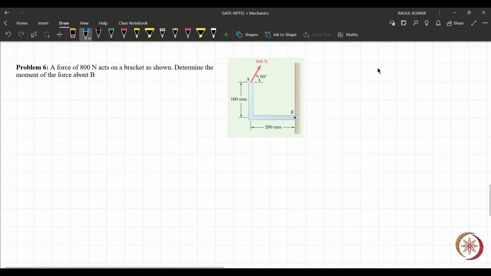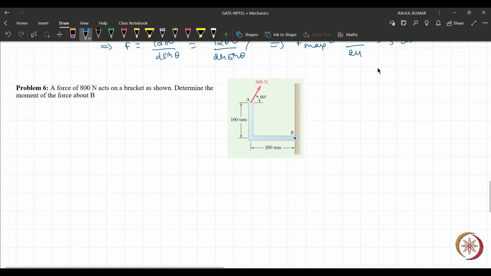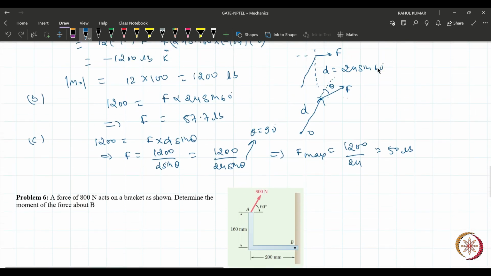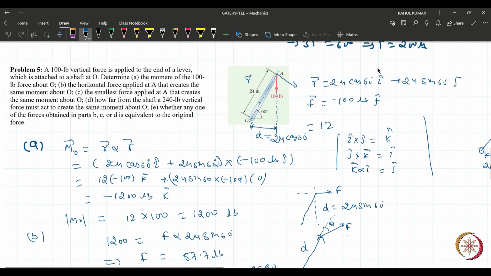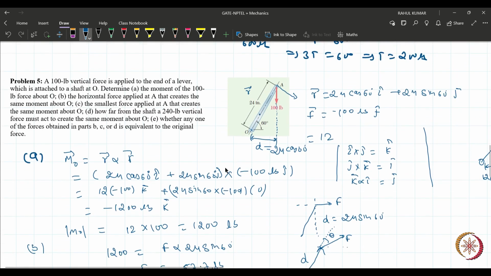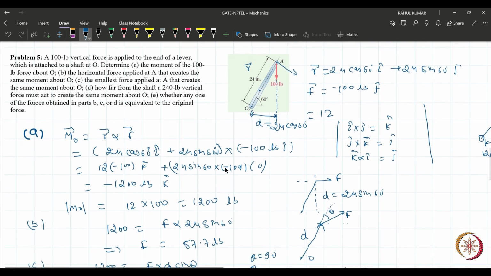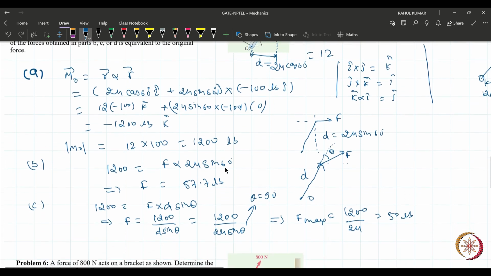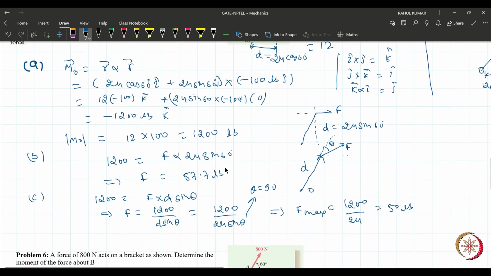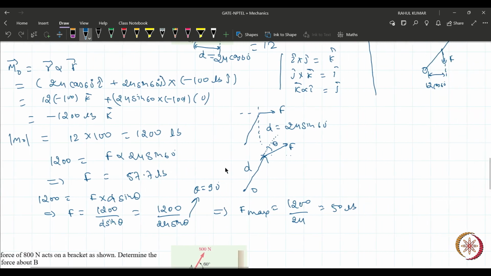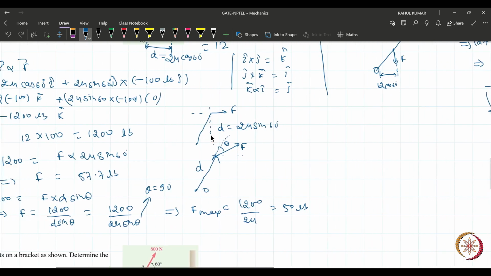Now see this problem. How is theta determined? Can we measure the theta from the other side also? Theta is the angle between the position vector and the force, isn't it? You can put anything here as theta, but the problem is sine theta.